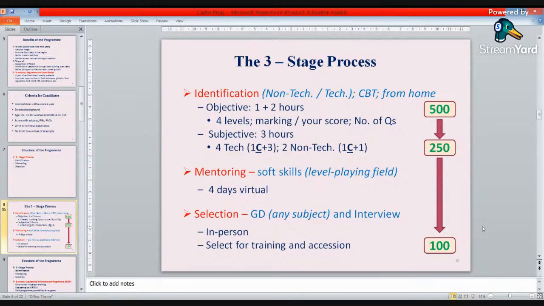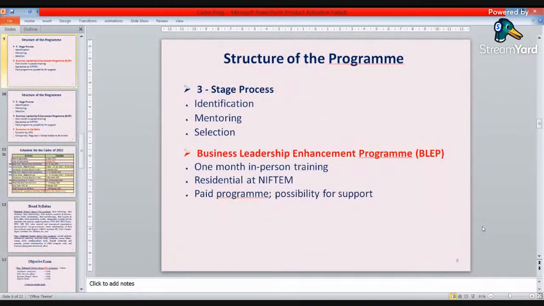After the group discussion and interview, the top 100 people or 80 people or 60 people or 120 people will be selected. And these people will then go in for a business leadership enhancement program at NIFTEM, a residential program. That is the plan. But maybe there were some suggestions from many people that can you please have it as a virtual program.